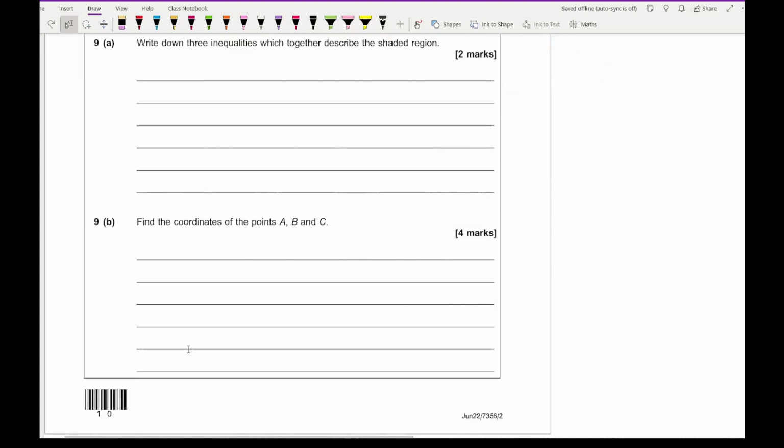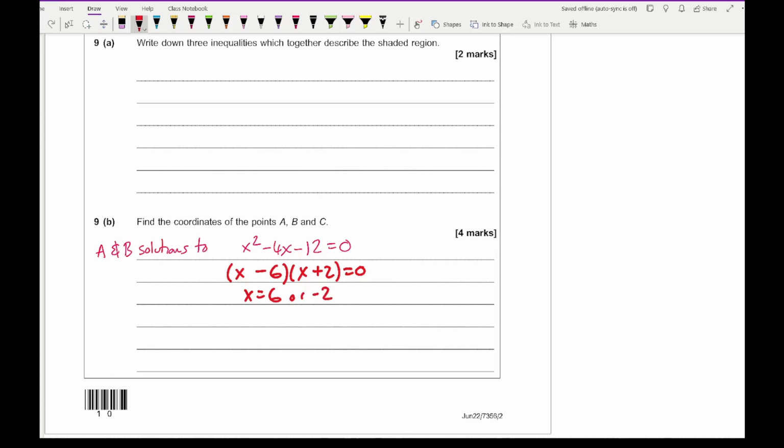So A and B are the solutions to x squared minus 4x minus 12 equals 0. Actually, it's not y equals, let me get rid of that. So therefore, if I factorize this, I get x minus 6, x plus 2. So x equals 6 or minus 2.